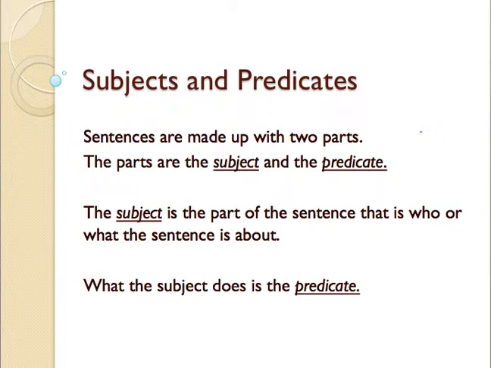So let's just remind ourselves that sentences are made up of two parts. Those parts are subject and predicate. The subject, of course, is the part of the sentence that is who or what the sentence is about. And then what the subject does is the predicate. So just two parts, that's it.